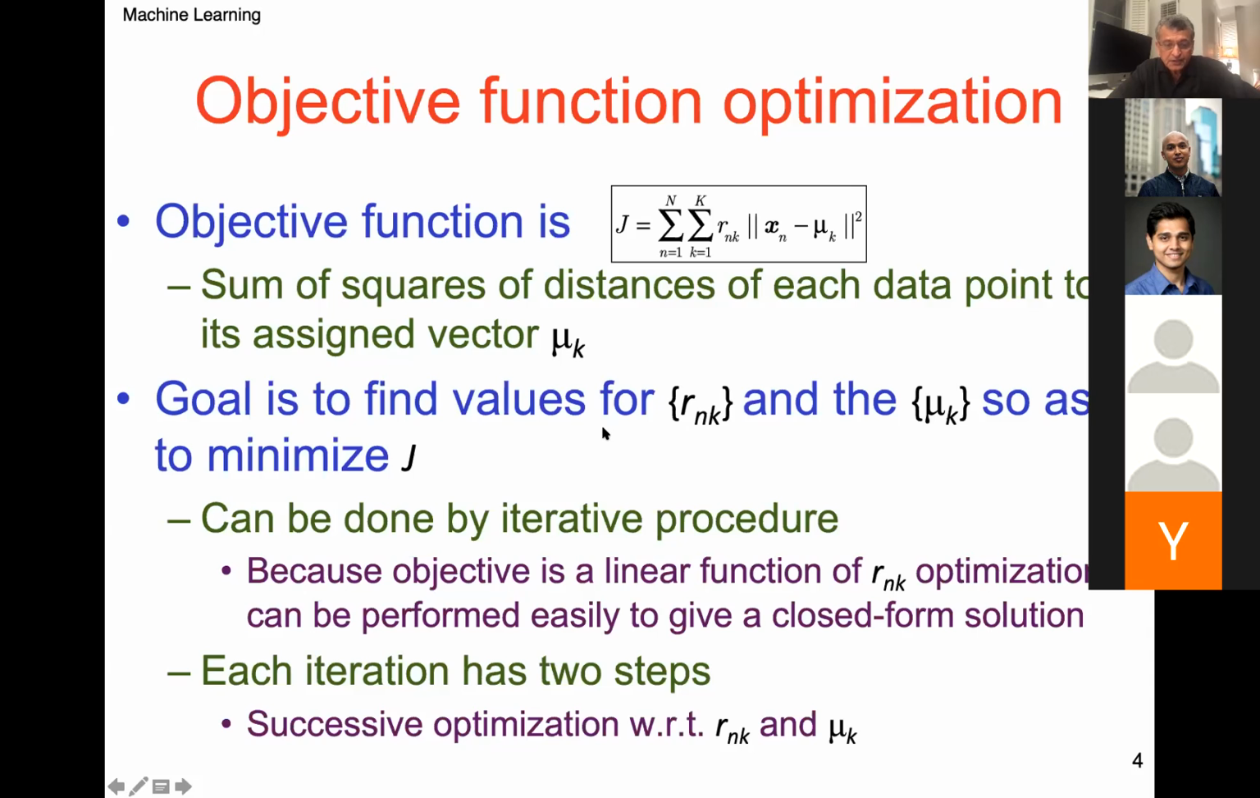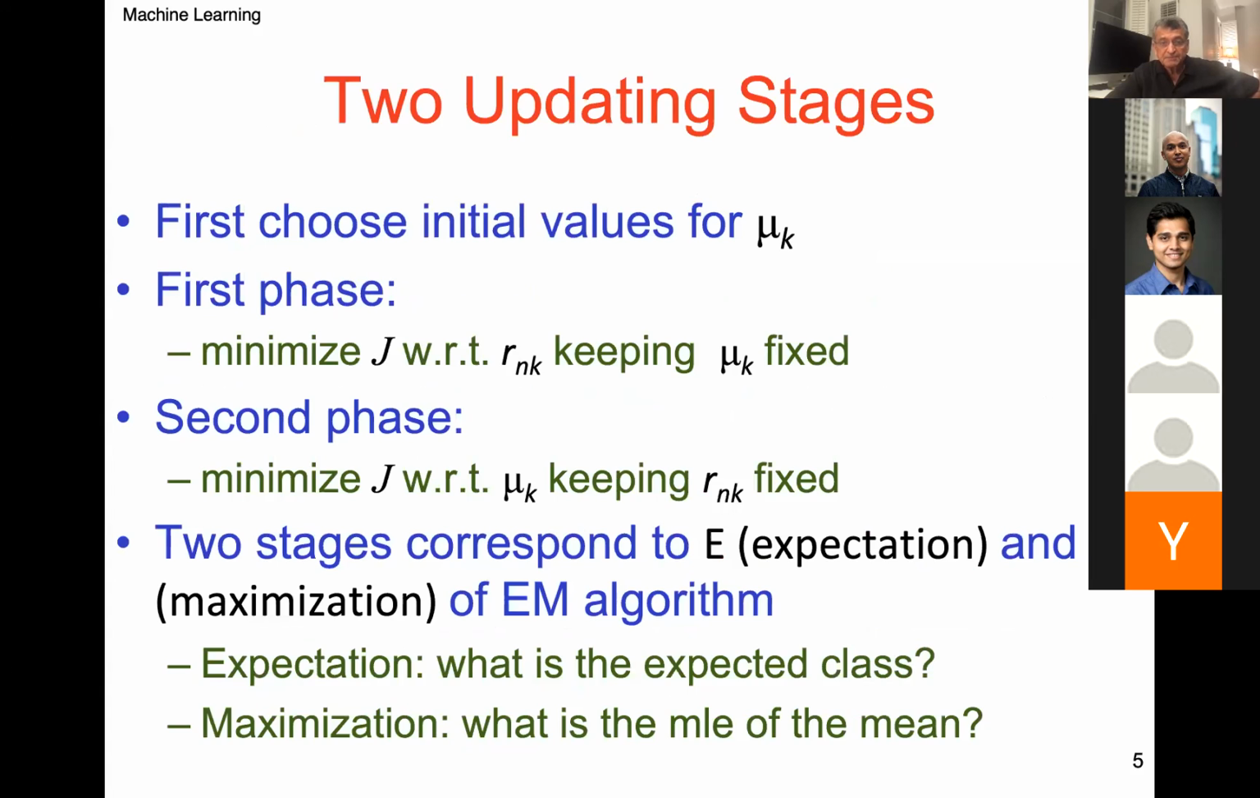And this again, we resort to an iterative procedure. And because the objective function is a linear function of r_nk, optimization can be performed easily to give a closed form solution. I see. So this can have a closed form solution. So let's see how that goes. Each iteration has 2 steps: successive optimization with respect to r_nk and mu_k. So we have one step to assign the r_nk and another step to assign the mu_k. So there are 2 updating stages.